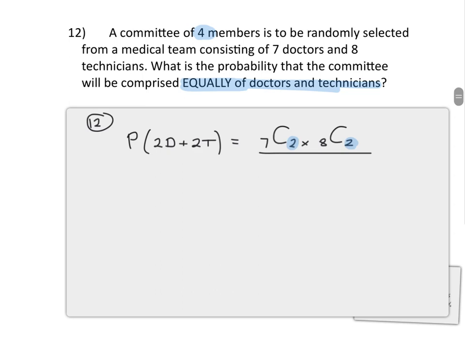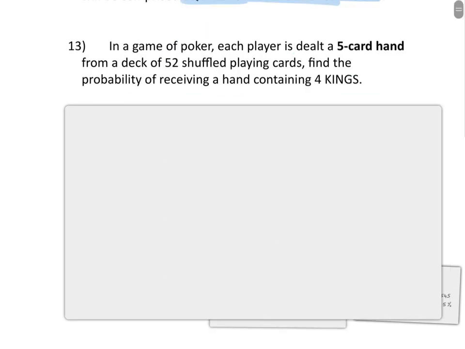And of course, what we're going to divide it by is how many people are there altogether? Well, there's 7, 8, 15 people altogether. So it's going to be 15, and we're choosing a committee of 4. So that answer equals 0.0266, which if you move the decimal place along 2 spaces is 2.66% or 2.7%.